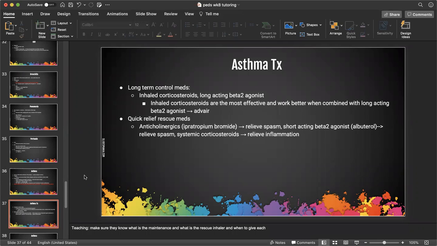And then for teaching with parents and with older kids, make sure they know the difference between the maintenance inhaler and the rescue inhaler and when each is used, so they're not confusing them. When they're having an asthma attack, make sure they know to take their rescue inhaler and not the maintenance.